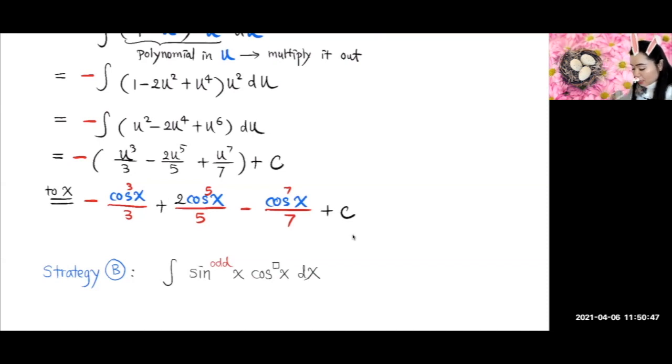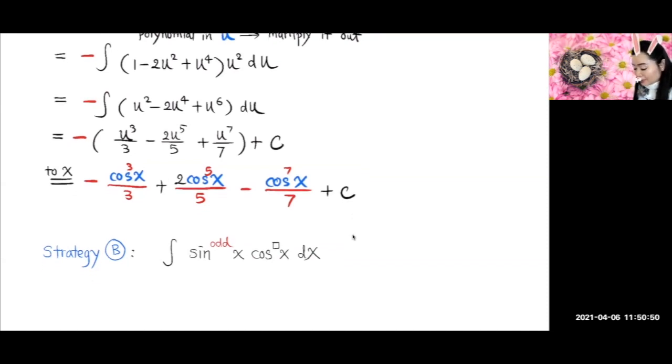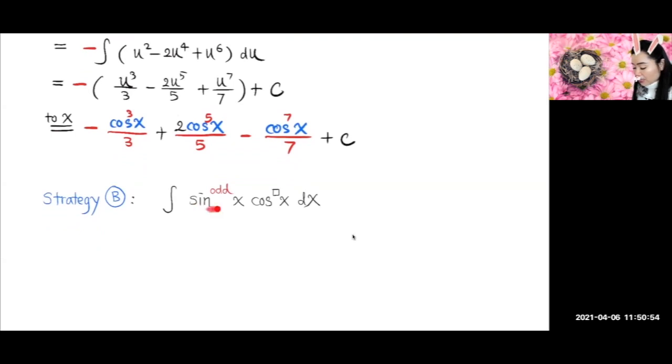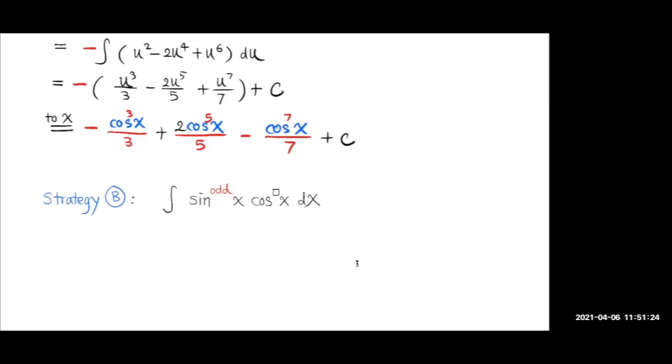So let's summarize this one. When you have this integral, sine x times cosine x, when the exponent for sine x here is odd, what's the first step? When the function you integrate is in the form of sine x times cosine x, with the exponent for sine x being odd, you split them up. You want to save, okay?